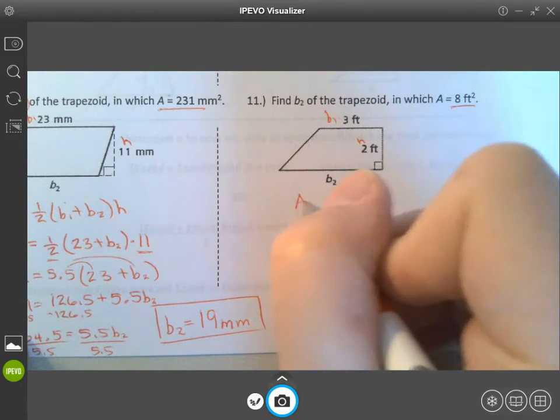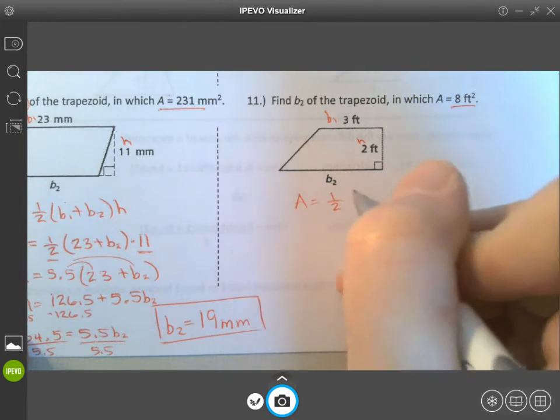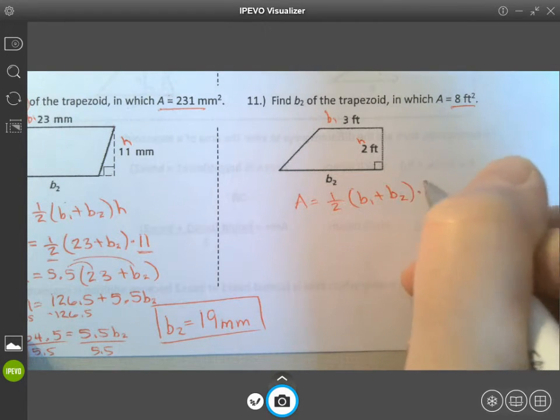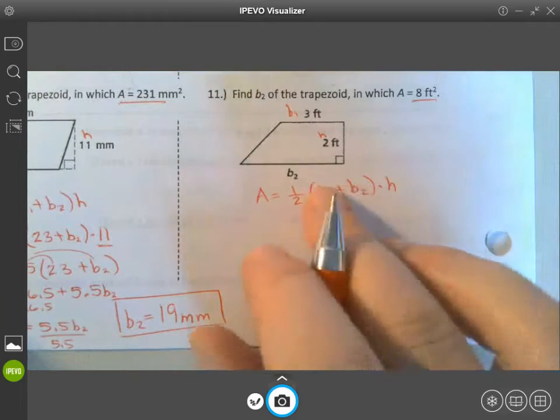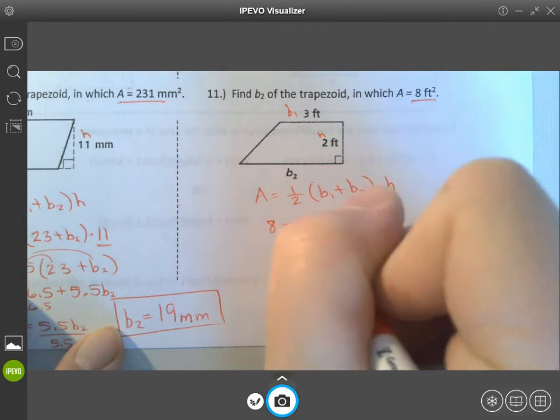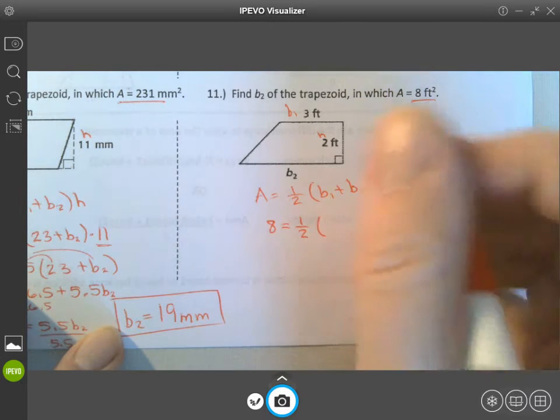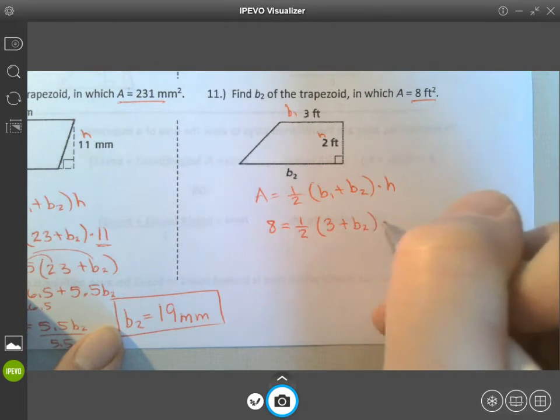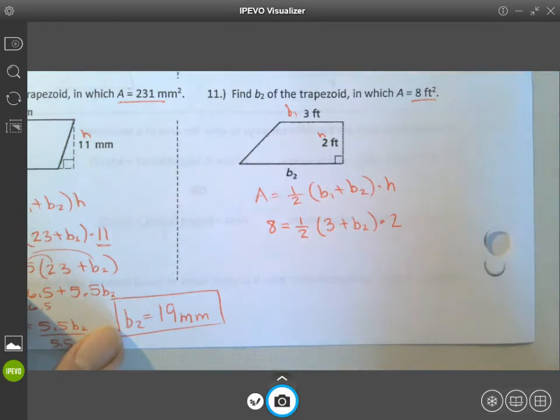So let's fill in our formula. I think templating your formula is very helpful by just sort of rewriting it here. So if you're using that one, that's fine, or maybe half H. And so the area we know is 8. That's what's different, is we know the outcome. And we add the bases. So 3 plus base 2 times a height of 2.